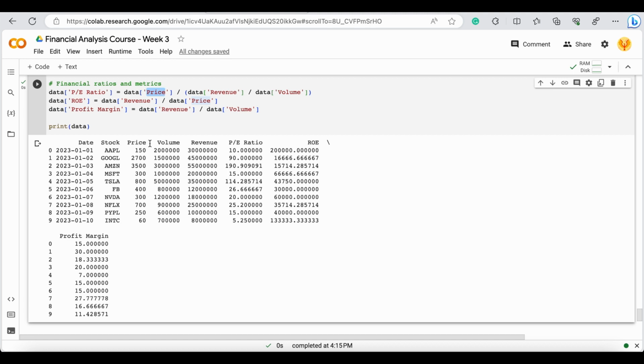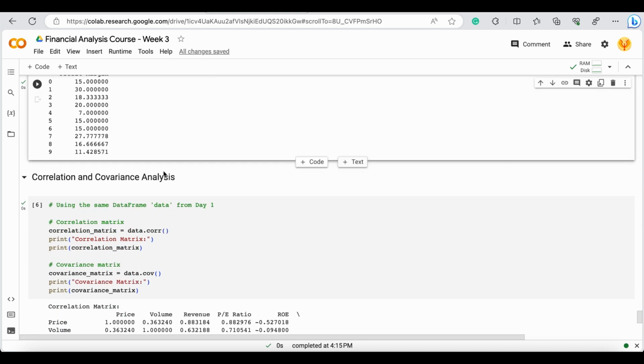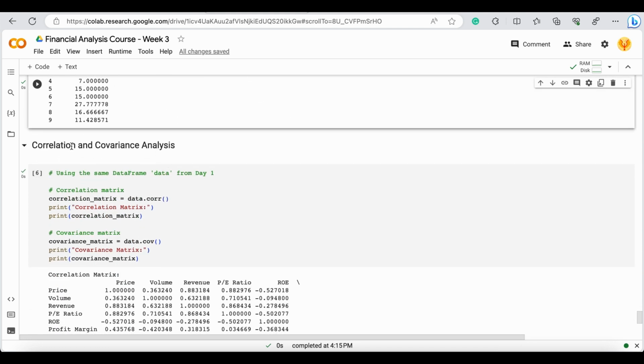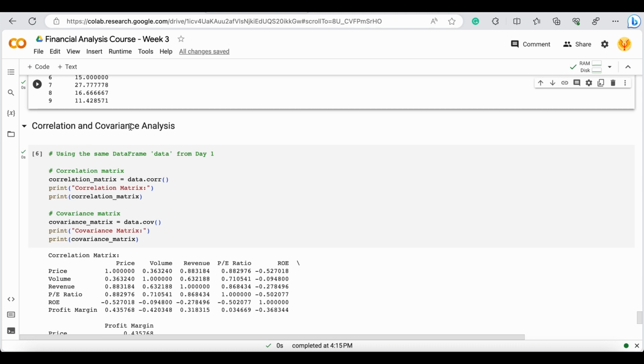So if you can calculate these metrics, it is very easy for you to choose which stock to invest in or not. Okay, so the next part of this video is about correlation and covariance analysis. Correlation and covariance is all about the relationship between the various columns of your stock data.